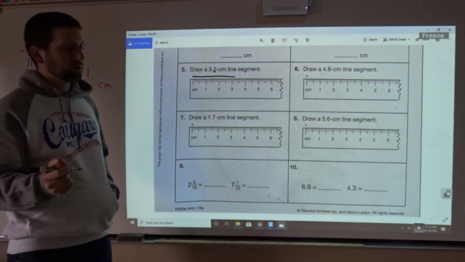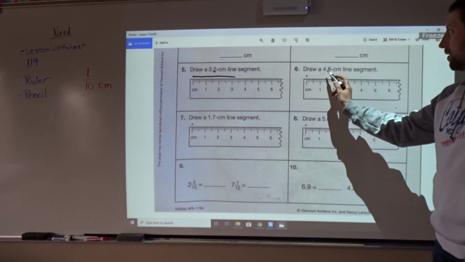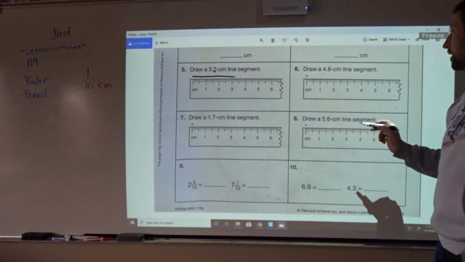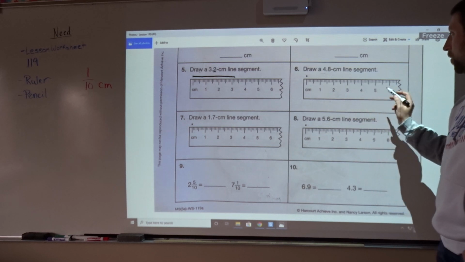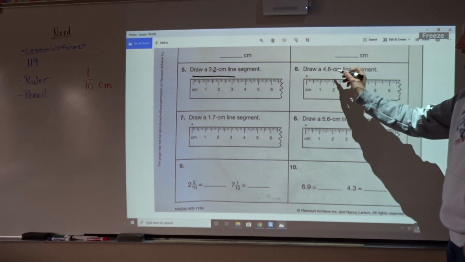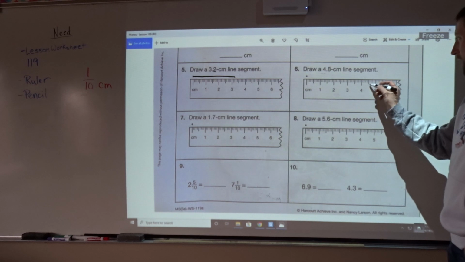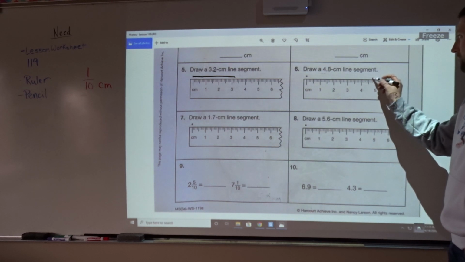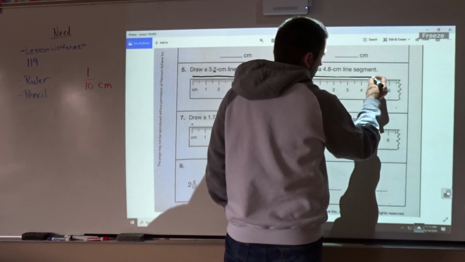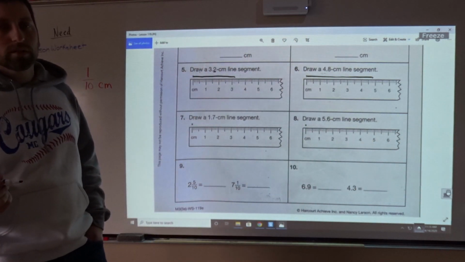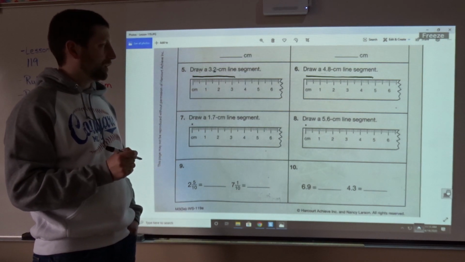Number 6, I'll show you how to do that, and then I'll have you do 7 and 8 by yourself. Well, here I need to draw a 4 8/10 centimeter line segment. So 1, 2, 3, 4 full centimeters, and then I need 8 millimeters, 4 8/10. 1, 2, 3, 4, 5, 6, 7, 8. So put a dot right there. Then I go ahead and connect those 2 dots. There's 4 8/10 centimeters. Try 7 and 8 on your own by hitting pause right now, and then come back when you're ready.